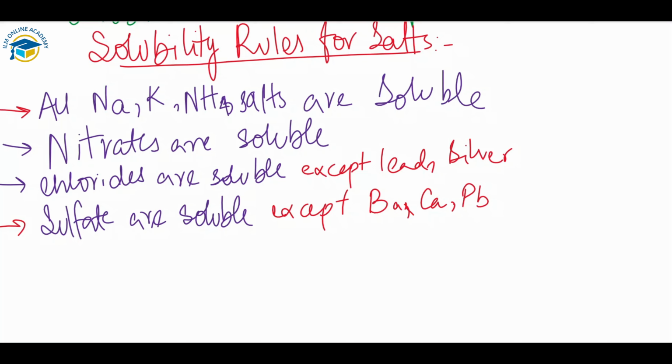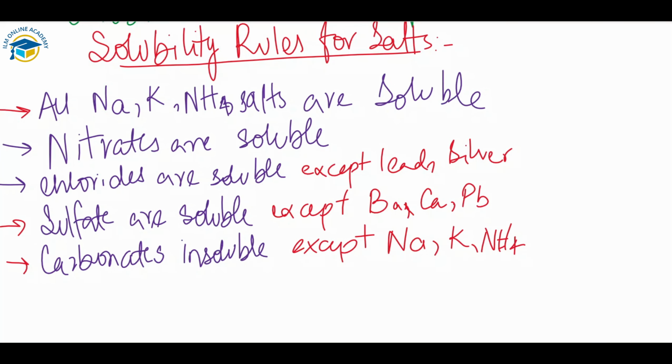Next, carbonates are insoluble. Carbonates form insoluble salts except sodium, potassium and ammonium carbonate. They form soluble salts, like calcium carbonate is an insoluble salt, and in the case of sodium carbonate, potassium carbonate and ammonium carbonate, all these three salts are soluble. So all the other carbonates are insoluble.